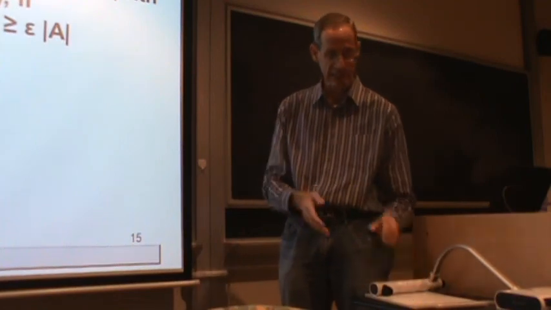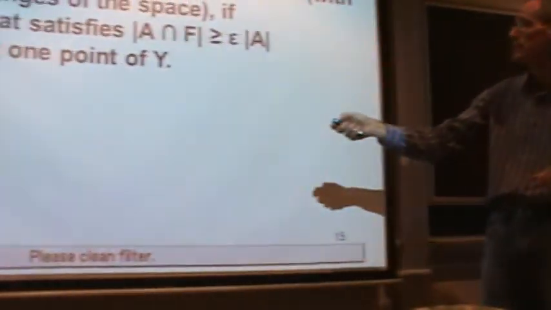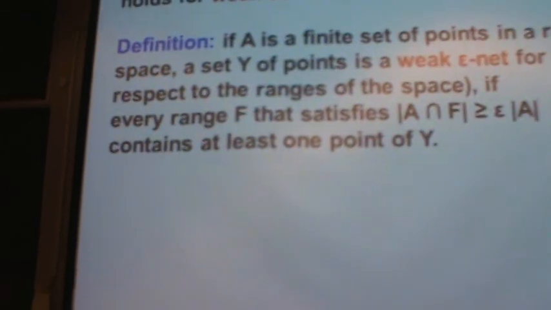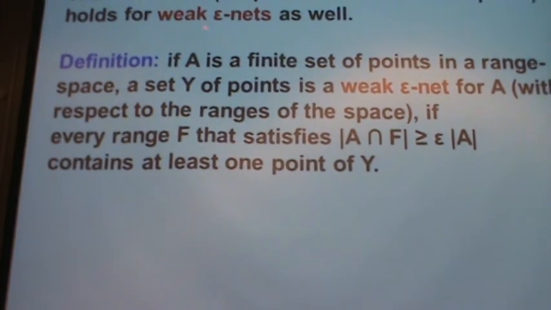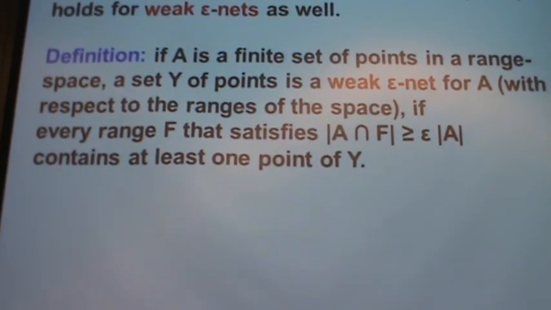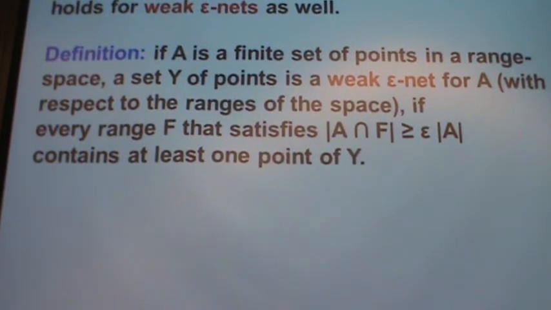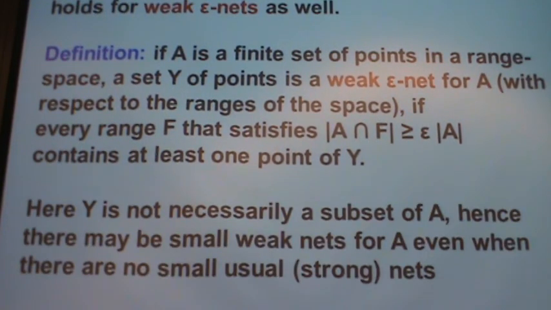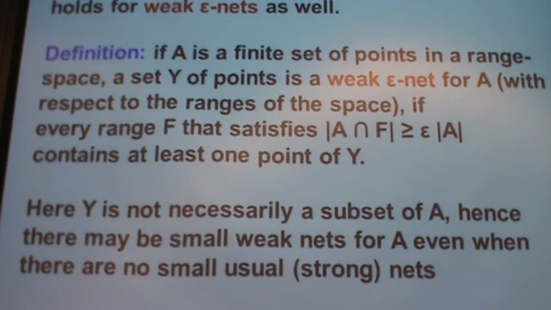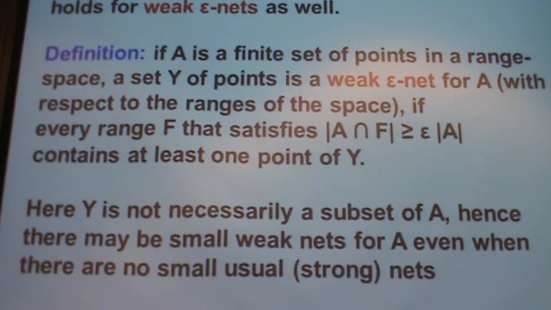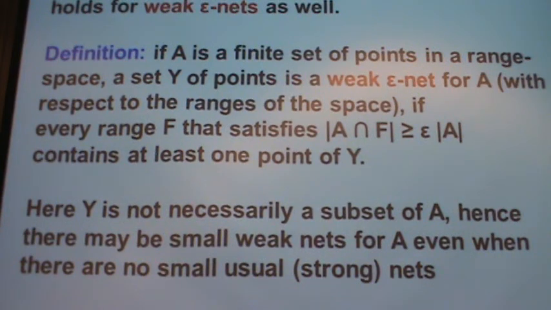The only difference is that now we don't assume that Y is a subset of A. It can be from outside A. It gives us more freedom. I think I even wrote it here specifically: Y is not necessarily a subset of A. And therefore, we sometimes could hope to get weak epsilon nets which are small, even when there are no small strong epsilon nets. And in fact, there are quite a lot of interesting examples like these.